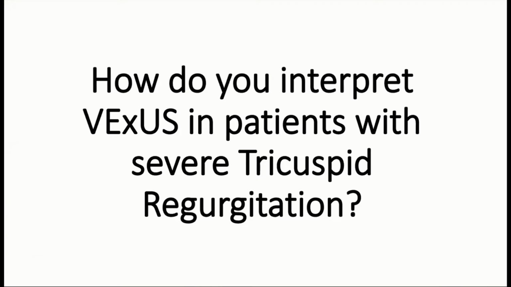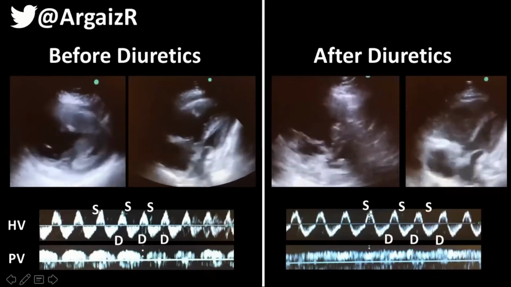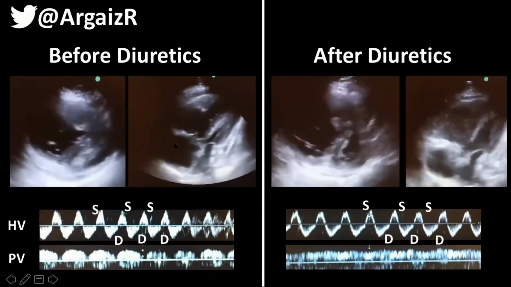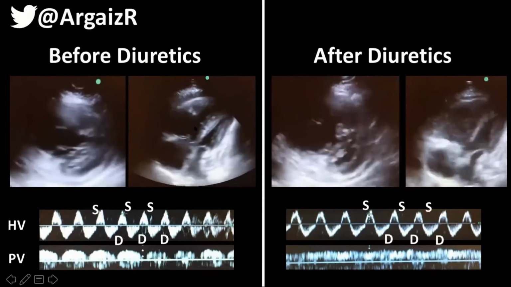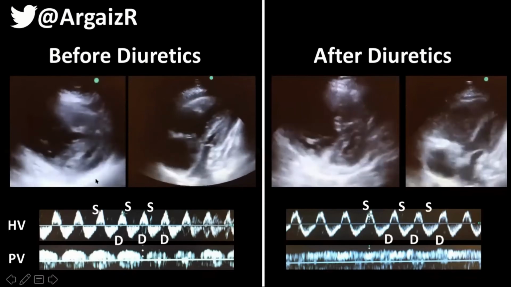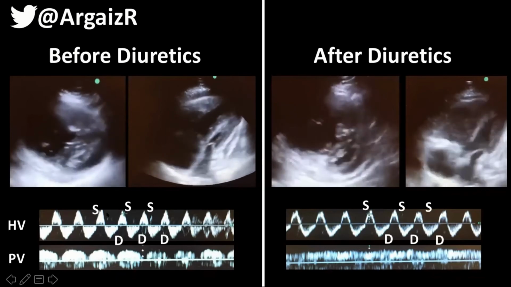Then how do you interpret VExUS in patients that have severe tricuspid regurgitation? The same way. This is an example that can be useful. This is a patient with severe pulmonary hypertension, right ventricular dysfunction, and severe tricuspid regurgitation. And obviously, we're always going to see this systolic reversal on the hepatic vein.